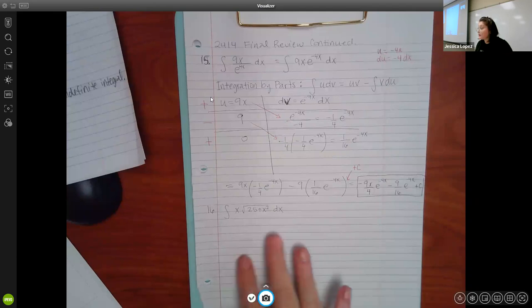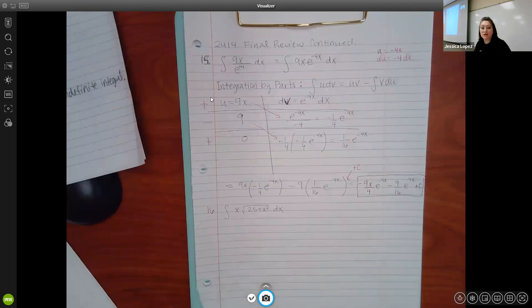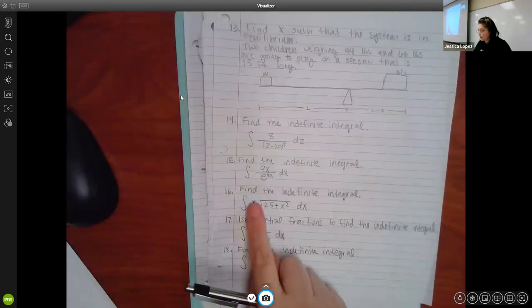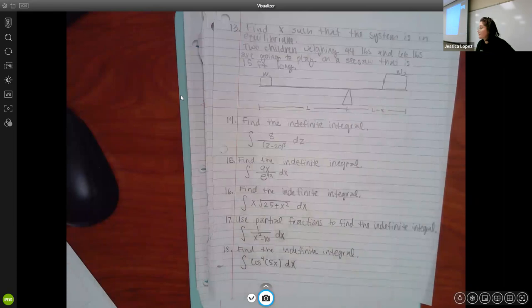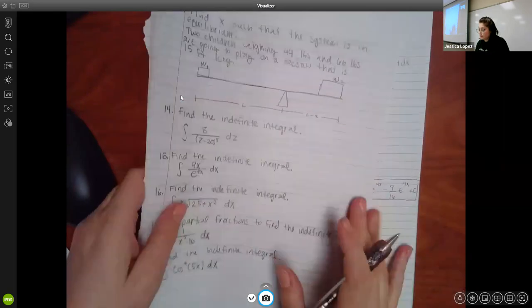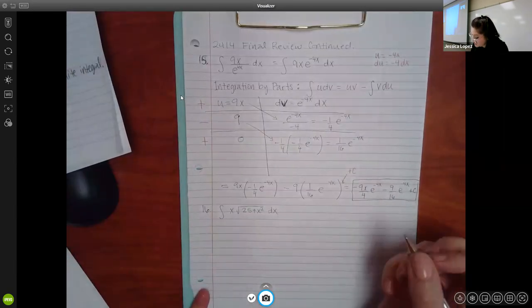Here, you don't have that restriction. It doesn't say you have to do it with trig sub. So I can just use plain old U sub then, okay? As long as the directions don't tell me, and they don't. It just says find the indefinite integral. That's it, okay? So we could totally use u sub here.